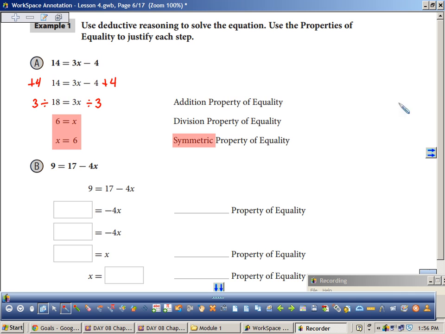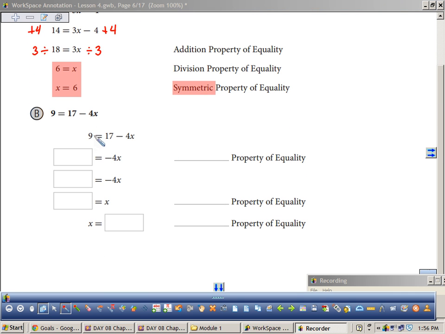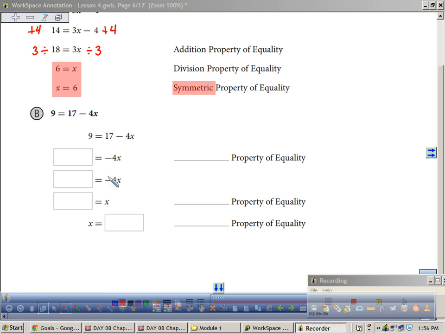All right, so let's do this one together. We went from 9 equals 17 minus 4x. What would be my first step? Subtract 17 in here? So 9 minus 17. What property is that? Subtraction. What would be my next step? So we have 9 minus 17, but I don't want to write 9 minus 17. I'd rather combine those two. What would I get?